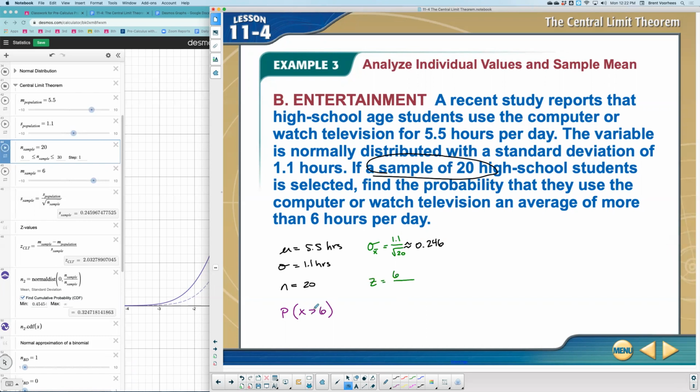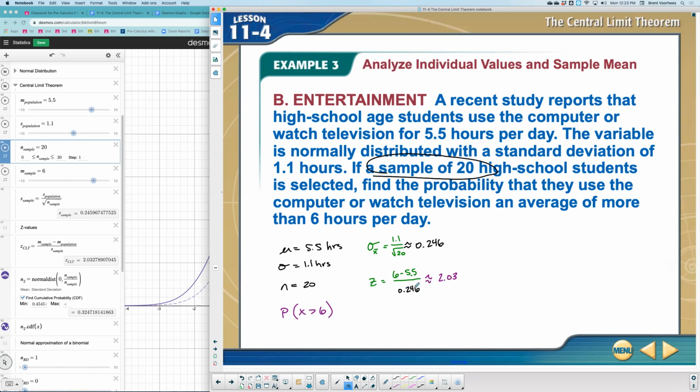And so now when I want to calculate my z value, I take again that same sample mean of 6. I subtract the population mean of 5.5, and I divide it by the standard error, which in this case happens to be 0.246. The mean of the sample minus the mean of the population divided by the standard error of that sample, we get this number here, approximately 2.03. So that right there is my z-score value.